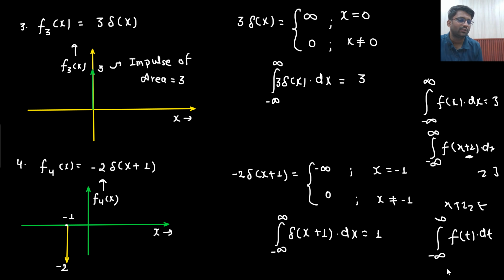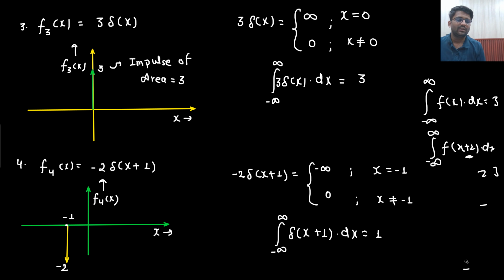If x is infinity, then t will also be infinity. So, minus infinity to infinity, f of t dt is equal to 3 only. And now in place of t, you can put x. So, f of x dx, it is 3 only, no? It is very pretty obvious. So, minus infinity to infinity, delta of x plus 1 dx will be 1 only.